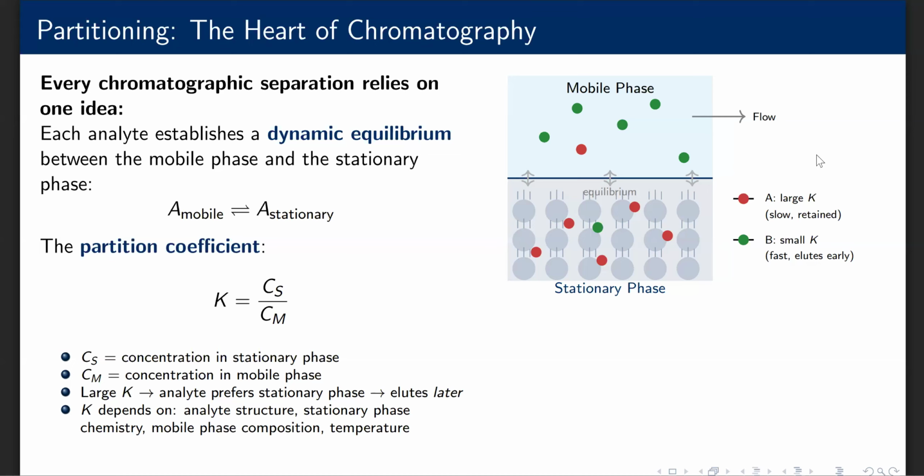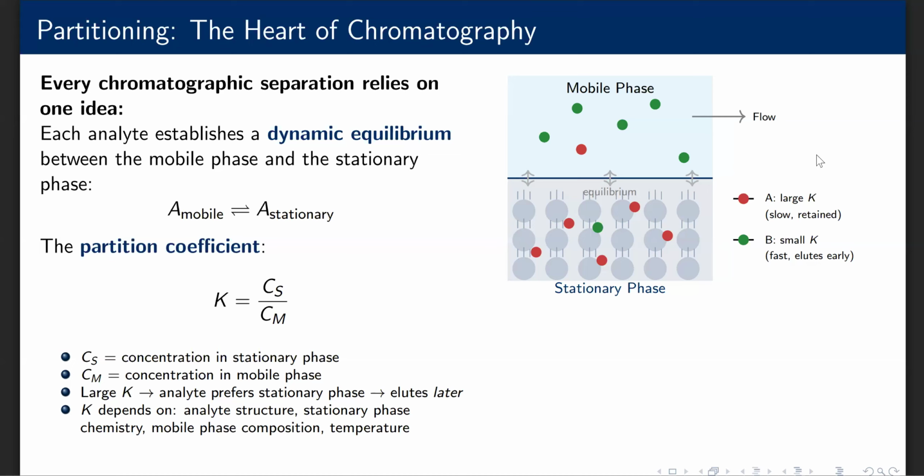Now look at the 2 compounds. Compound A in red has a large partition coefficient, K. Count the red dots. 5 are in the stationary phase and only 1 is in the mobile phase. Compound A strongly prefers the stationary phase, so it moves slowly. Compound B in green is the opposite. 5 dots in the mobile phase and only 1 in the stationary phase. It has a small K and moves quickly.